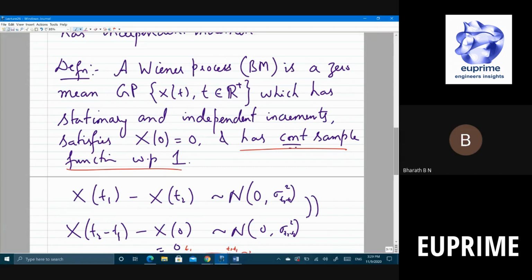See, why do you need this, has continuous sample function with probability 1? There is a deeper question. Can we construct such a process, right? An independent increment stationary Gaussian process with zero mean. Does it make sense? This is a deep mathematical question, right? What you do is you try to construct such a process so that it's within the framework of probability theory. When you do so, naturally you will need some requirements. One of the requirements is has continuous sample function. So that's where this particular thing comes up, but otherwise you can just brush this under the carpet and forget about it. All that you need is a Gaussian process, zero mean, stationary and independent increments.